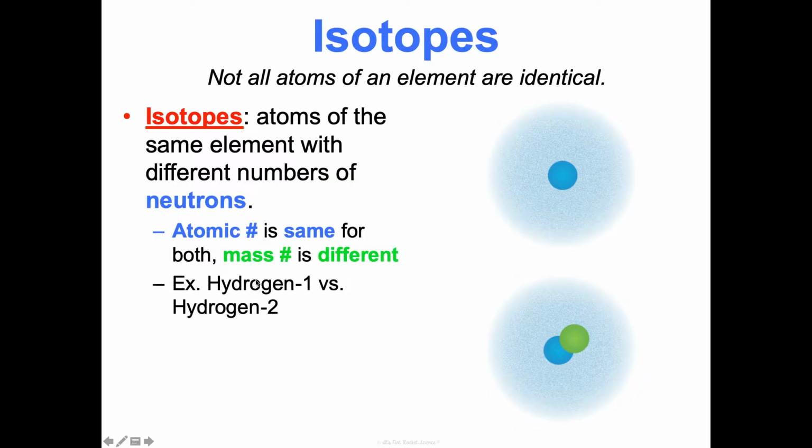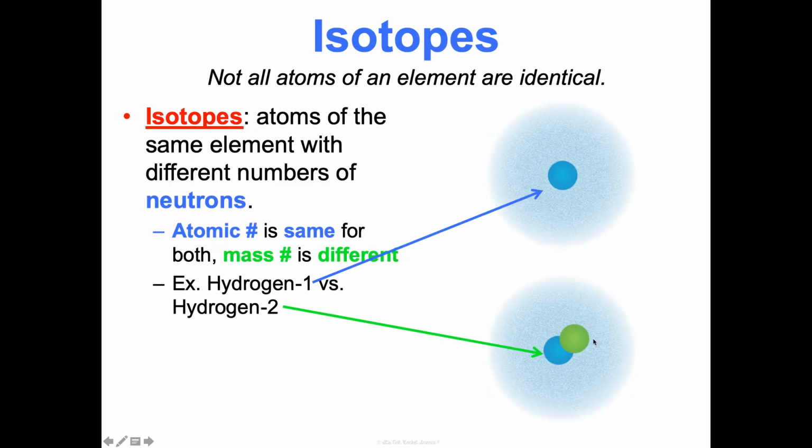So let's look at this example. There's hydrogen 1 and hydrogen 2. So hydrogen 1 is pictured here and hydrogen 2 is pictured here. Now let's look at these. Notice that both of them have one blue proton. So they have the same atomic number, which is 1. You can look at the periodic table right now and see that hydrogen has an atomic number of 1. If it has an atomic number 1, if it has 1 proton, it is hydrogen, period.